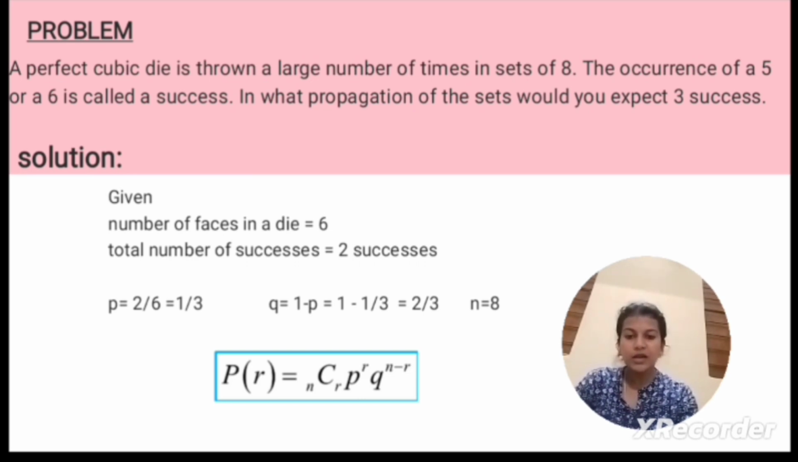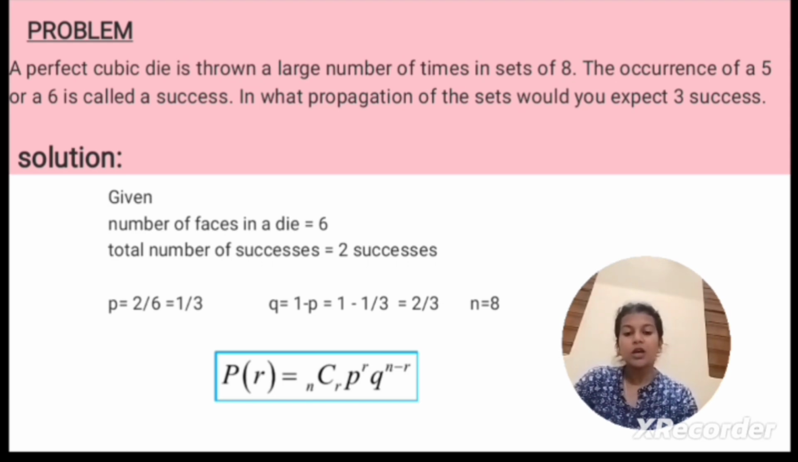From that question we understand that there are two possible success outcomes, one is 5 and another one is 6. Therefore the total number of successes is 2 and the total number of faces in a die is 6. Therefore p equals total number of successes divided by number of faces in a die, so 2 by 6 equals 1 by 3. But q equals 1 minus p, we substitute the value of p in that equation, so 1 minus 1 by 3 equals 2 by 3.